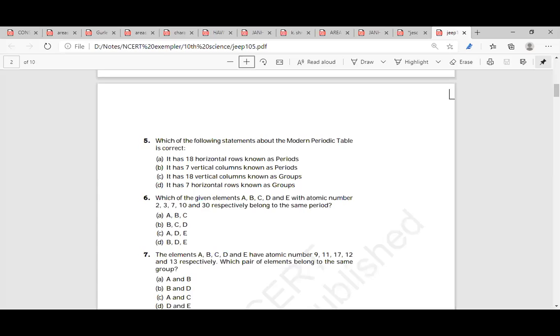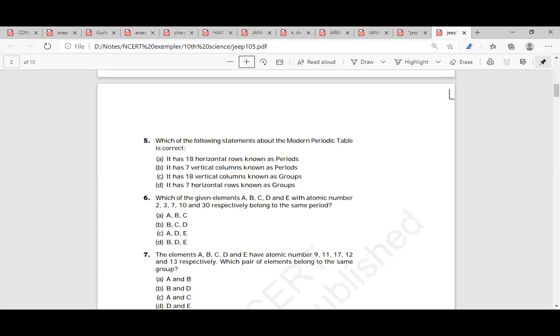Which of the following statements about the modern periodic table is correct? Ma'am, C. 18 vertical columns. It has 18 vertical columns known as groups.